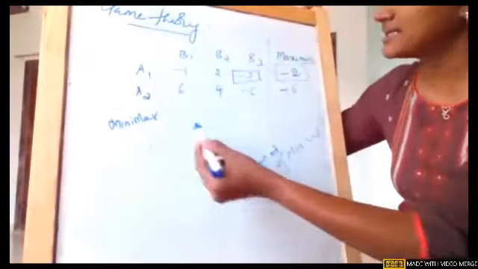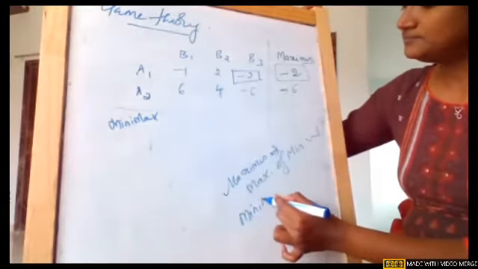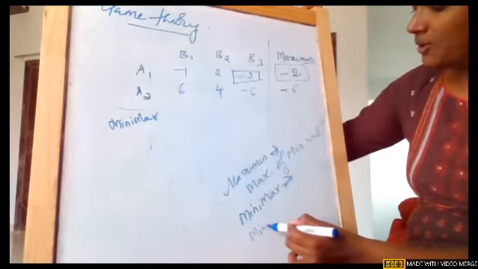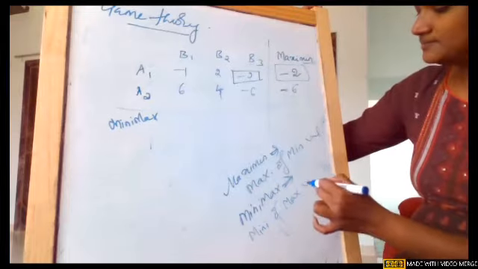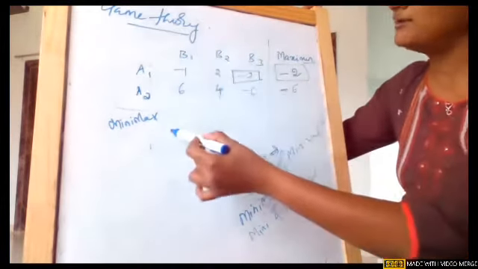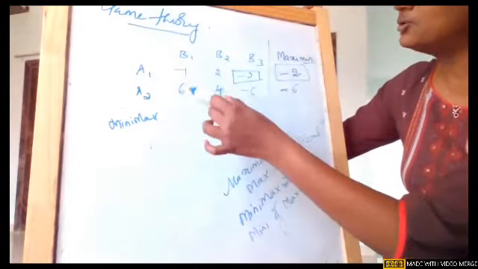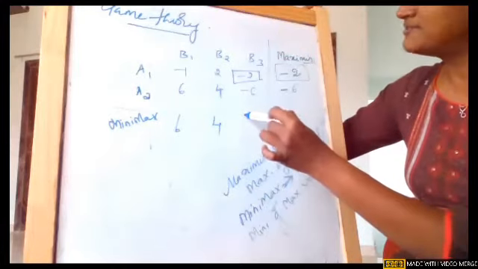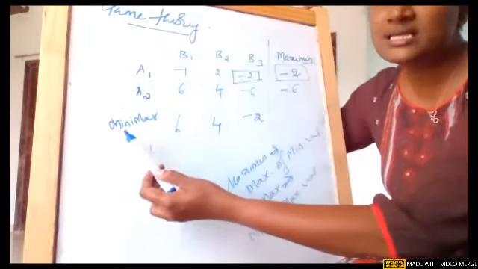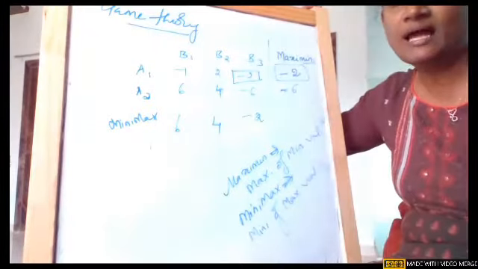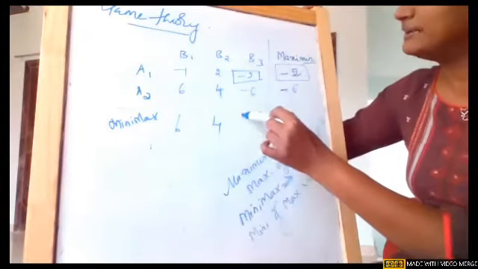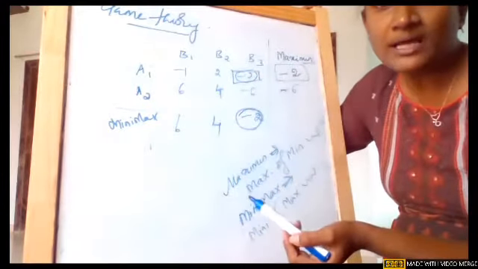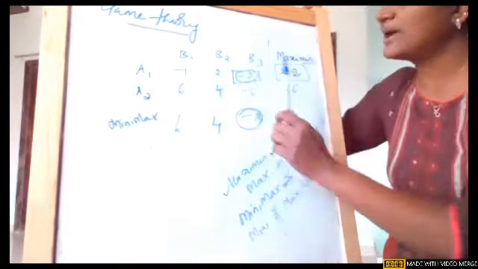Now comes minimax. Minimax is nothing but minimum of maximum values. So minimax we always do column wise. In the first column the maximum value is 6. Then in the second column the maximum value is 4. In the third column the maximum value is -2. Now among these we need to pick the minimum value, minimum of maximum values. So the minimum value is -2. When I marked it on the matrix, it is also -2.